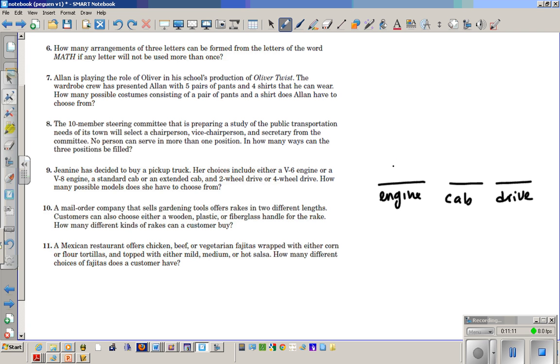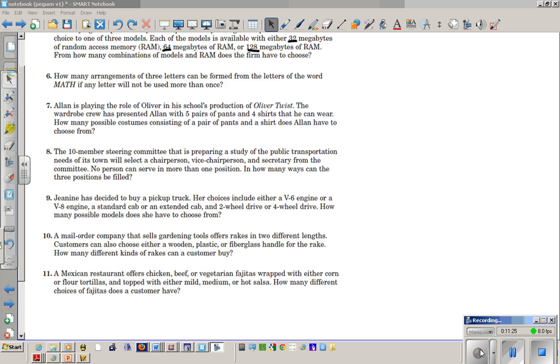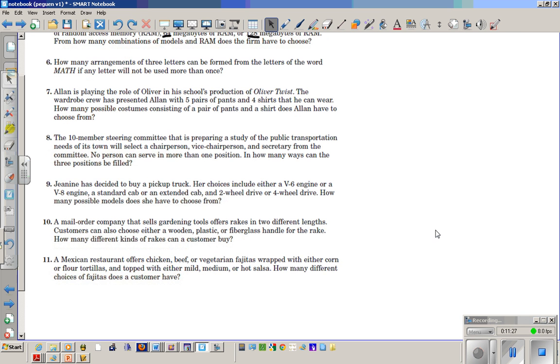How many kinds of engines are there? Two kinds of engines. How many cabs are there? Two kinds of cabs. How many kinds of drives do we have? Two kinds of drives. So 2 times 2 times 2 is 8. Your answer is 8. All right, let's take a look at number 10.